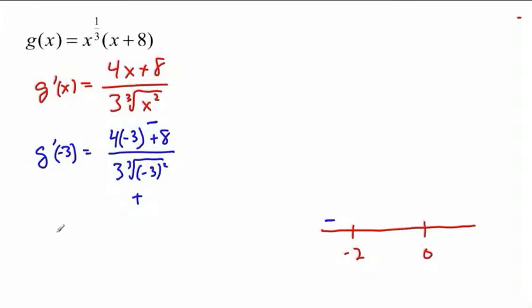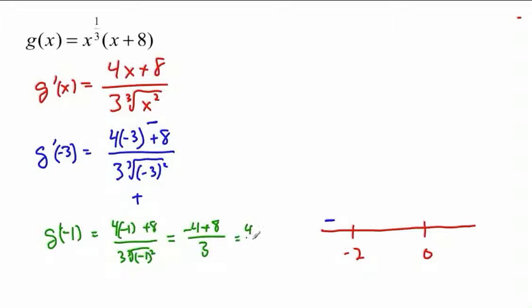Then I am going to plug in -1 into my derivative to see what the sign is going to be in between there. So we're going to get 4 times -1 plus 8 all over 3 times the cube root of -1 squared. Now the nice thing about using a -1 is it's actually really easy to square it and cube root it and everything. So this becomes -4 plus 8 divided by, now -1 squared is 1, cube root of 1 is 1, 3 times 1 is 3. So I end up just getting 4 over 3, which is positive. So that's going to be positive.